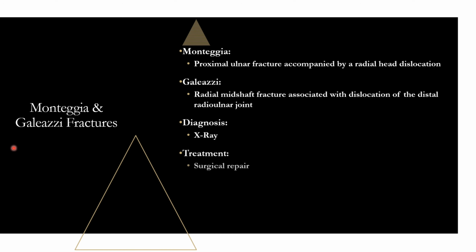Your treatment is going to be surgical repair because generally in both a Monteggia and a Galeazzi fracture, they're very unstable fractures. They almost always require surgical treatment, particularly with Monteggia fractures. So most of the time this is going to be with an ORIF, open reduction and internal fixation. So again, remember the highest yield thing is remembering which fracture and dislocation is of what bone in each condition.